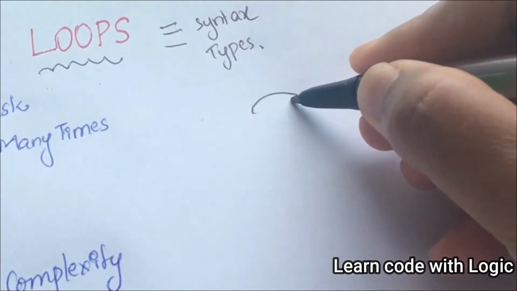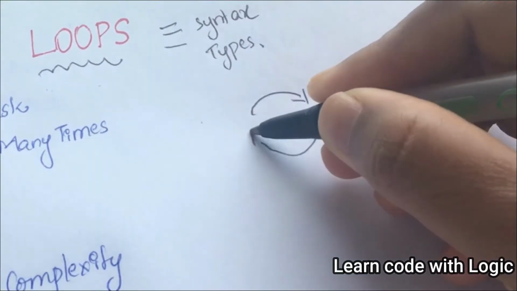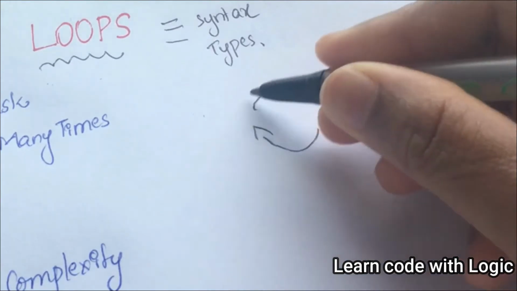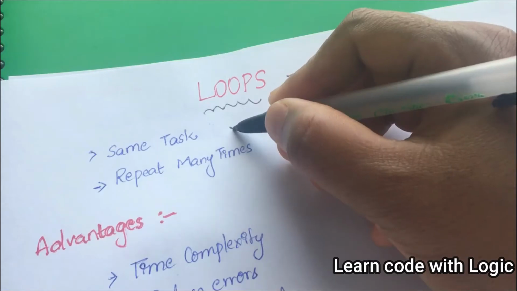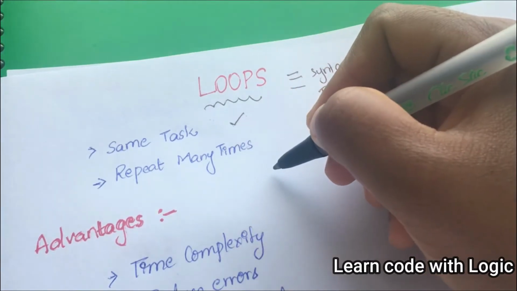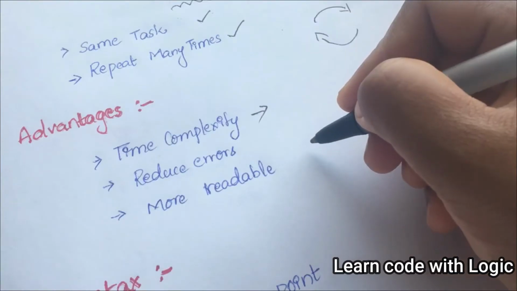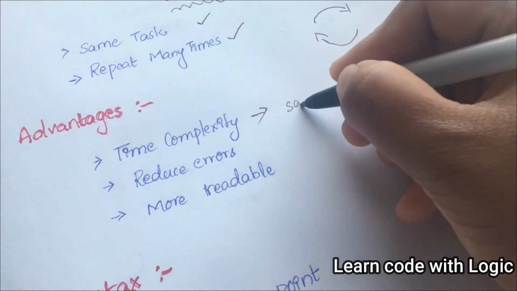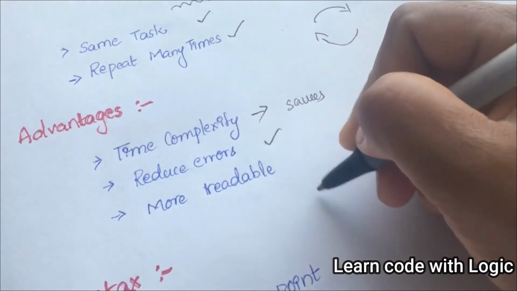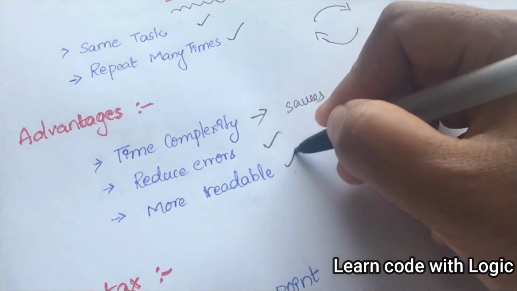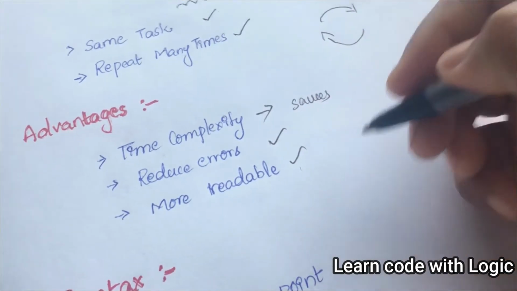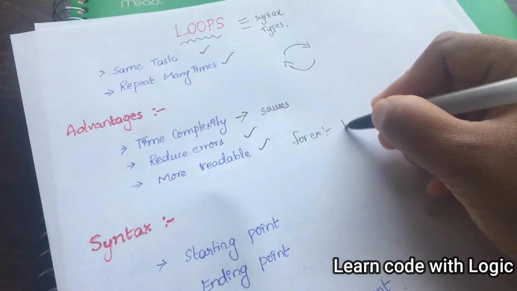In general, loops mean doing the same task again and again. Instead of writing the same code many times, we can use the loops concept. The advantages of using loops in coding are that they save a lot of time, reduce errors, and make the code more readable and understandable.